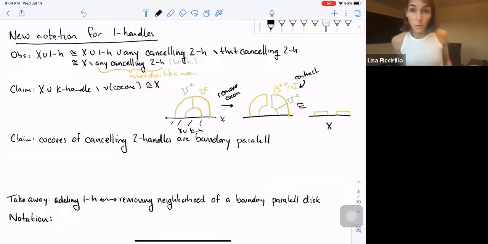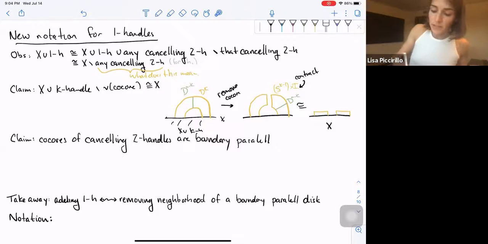Okay, so what we observed at the top of the page is that if you want to add a one handle, what you could do instead is remove a canceling two handle. And what we just learned in the claim is how to remove a handle. You remove a handle by cutting out a neighborhood of its co-core. So now we're interested in learning how to remove co-cores of canceling two handles.